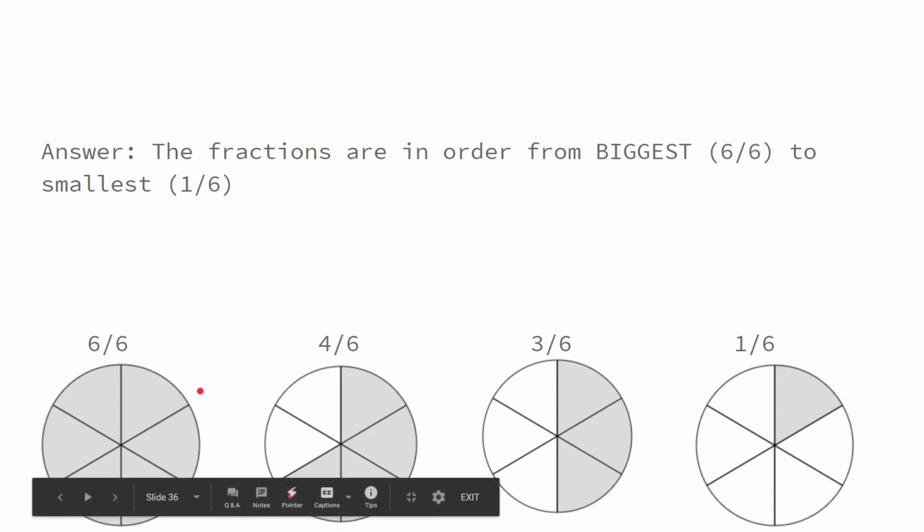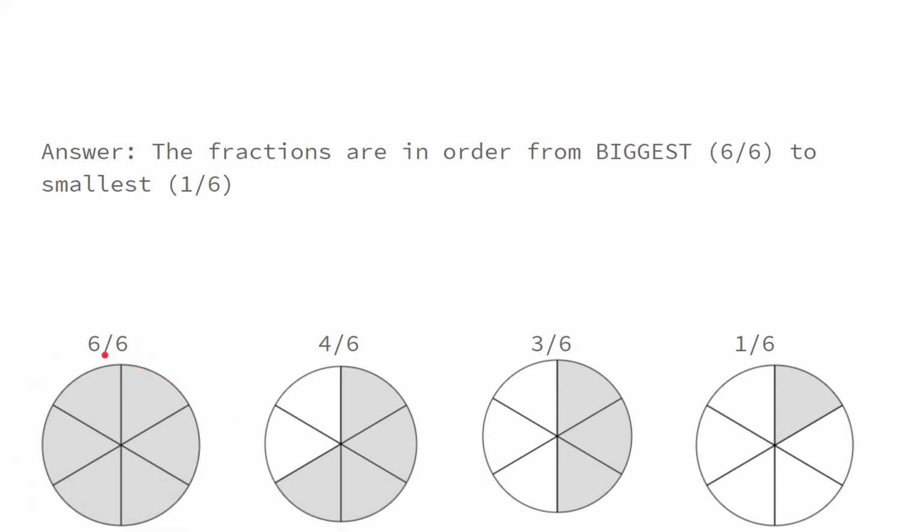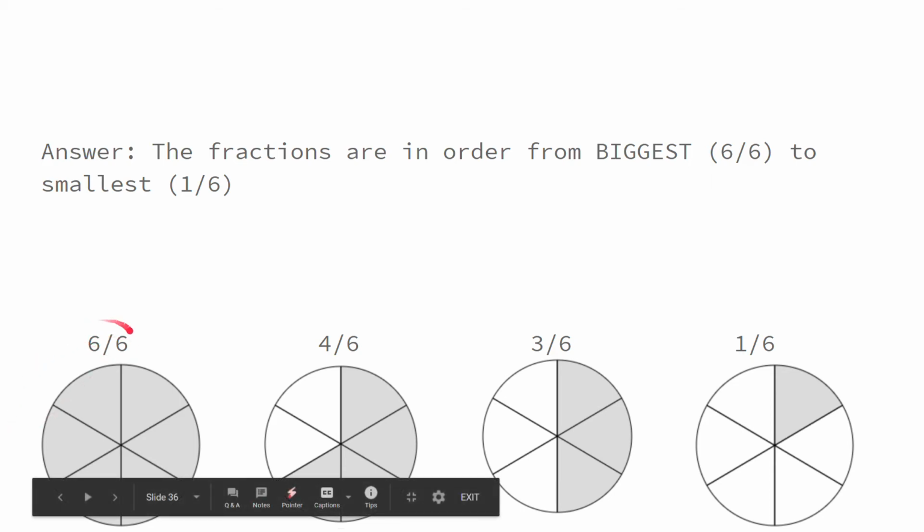If this was a cake and I cut it into 6 pieces, I would still just call it one cake. I wouldn't call it 6 out of 6 pieces of a cake. So we could actually just adjust this to a 1. But this is our biggest one. And then we gradually go down to 4 out of 6, 3 out of 6, and 1 out of 6.